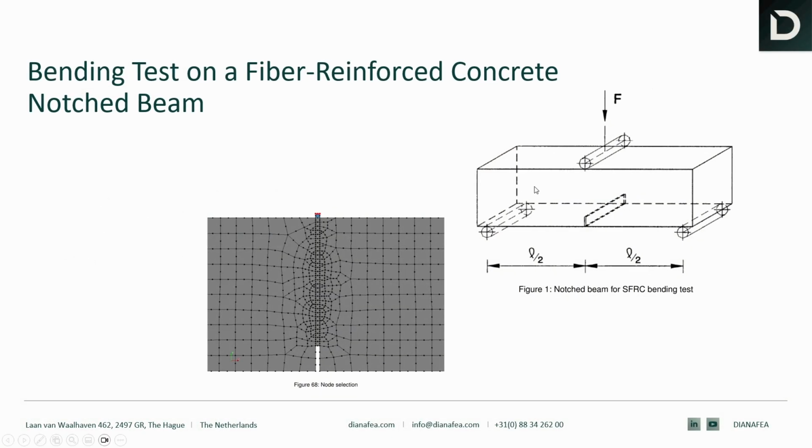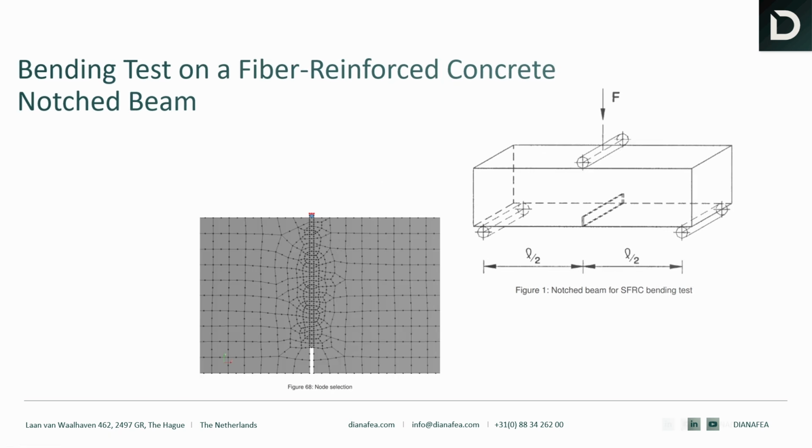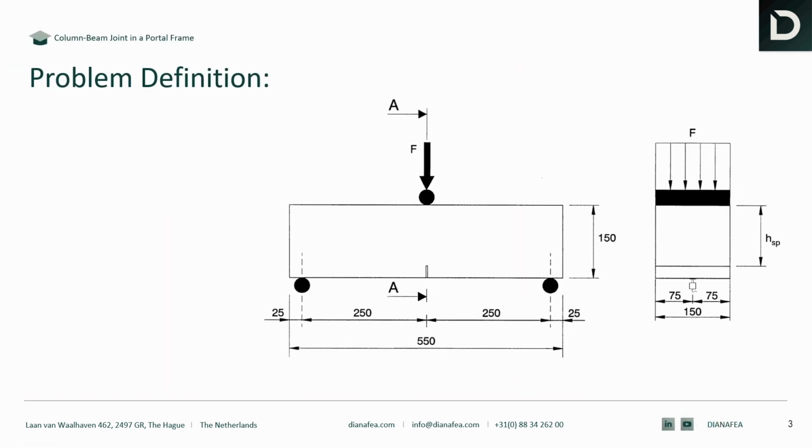Let me describe the problem and after that I will jump to the Diana environment to start modeling. In this video, I want to demonstrate how to model steel fiber reinforced concrete elements in Diana. From this point forward, I will use SFRC instead of steel fiber reinforced concrete. The example is based on the three-point bending test of the notched concrete beam, which follows the EN standard. This test setup is commonly used to determine the tensile behavior of the SFRC.